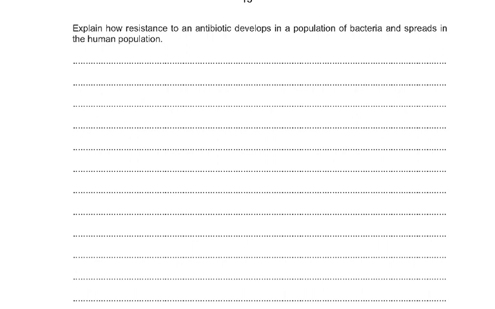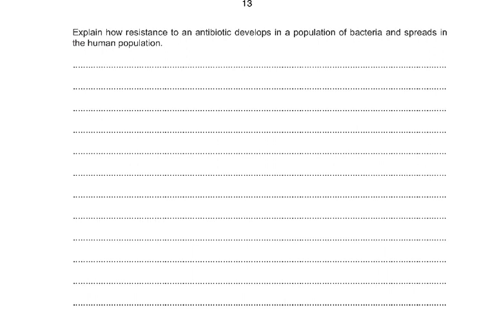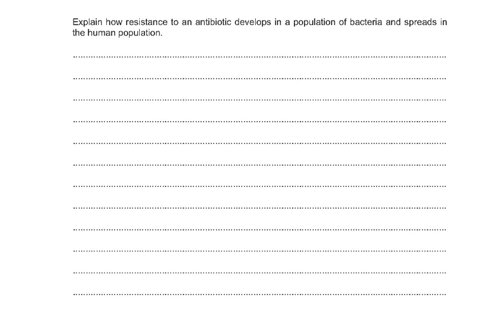Now, what is the question? Explain how resistance to an antibiotic develops in a population of bacteria and spreads in the human population. Now, basically, this is the same question I've done earlier. Number one, resistance arises by mutation in a small number of bacteria as a random event. Antibiotics kill bacteria that do not have the mutation. Resistant bacteria have no competition. Resistant bacteria reproduce, pass on the gene, and this is natural selection.